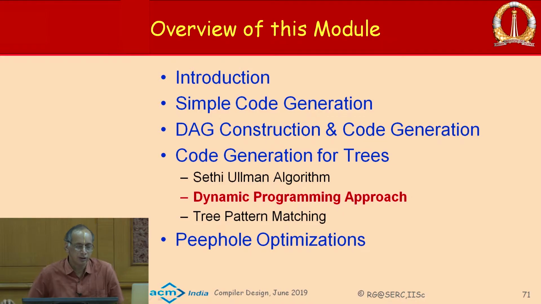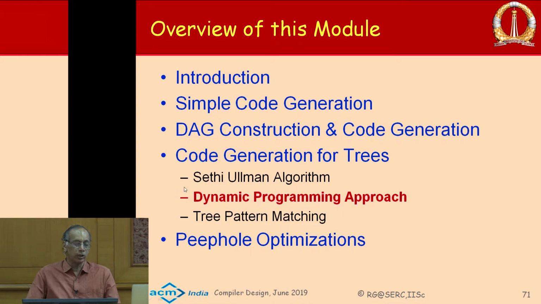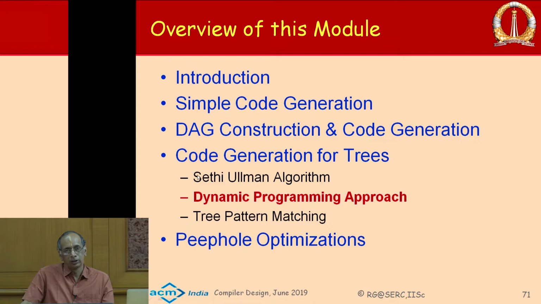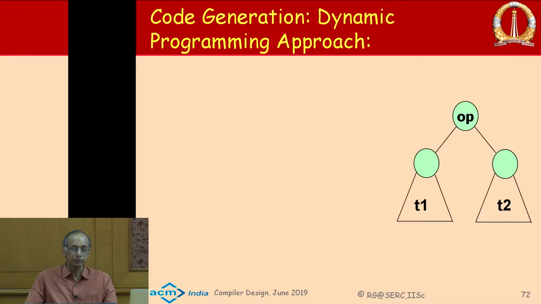So, let us get started. We are going to continue today on code generation first, and then we will see the dynamic programming approach. Yesterday we talked about the Sethi-Ullman approach for doing code generation of trees, which consists of two passes, namely the labeling pass and then the code generation pass. So, we will move further and then we will see one more approach for generating optimal code for trees.